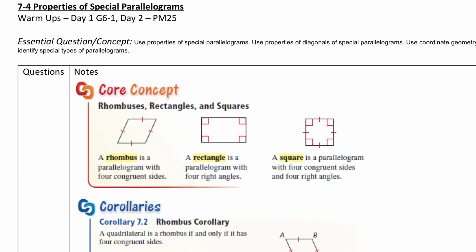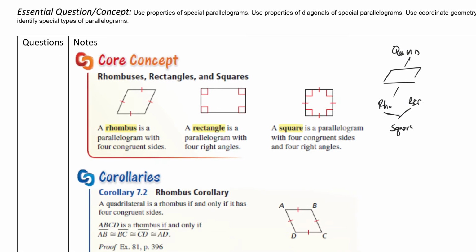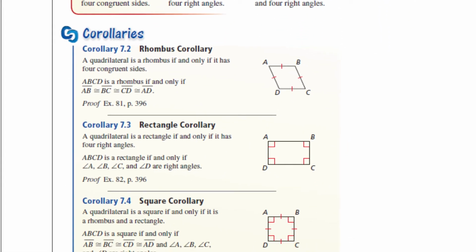So basically, in the hierarchy, you've got quadrilaterals, and then you've got parallelograms as one type, and then under that you've got the rhombus and the rectangle, and under that you've got the square, because a square meets both of those definitions. So based on this, here's our next thing that we're going to talk about, which is this rhombus corollary.